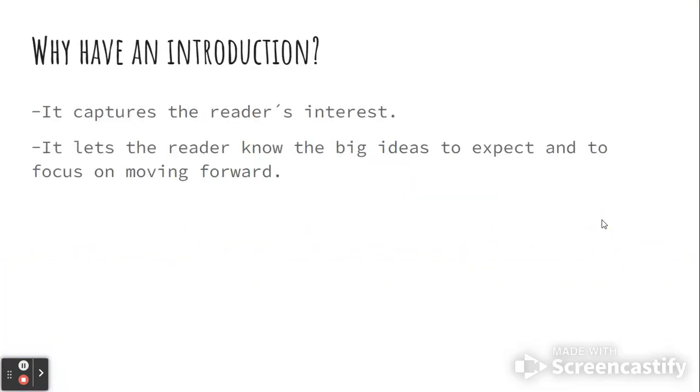So why should you have an introduction? You should know this from your English class. It helps to capture the reader's interest, and it lets the reader know the big ideas to expect and to focus on moving forward. It just helps to focus the reader's attention.